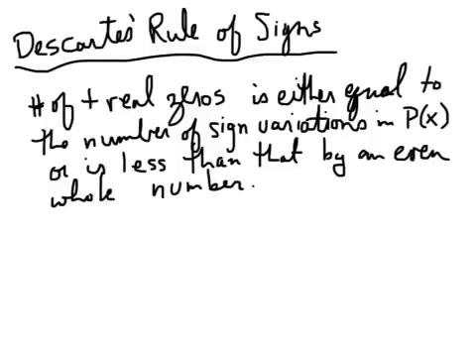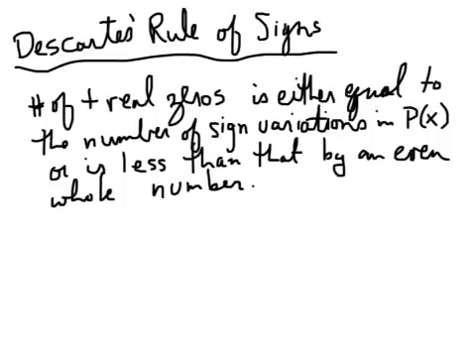Now, what this fancy thing says is basically, I'm going to look at the polynomial and count how many sign variations it has. How many times does it go from positive to negative, all the way across? Whatever that number is, that's how many positive real zeros we can have. And then we decrease it by 2, and that's how many it could also be.